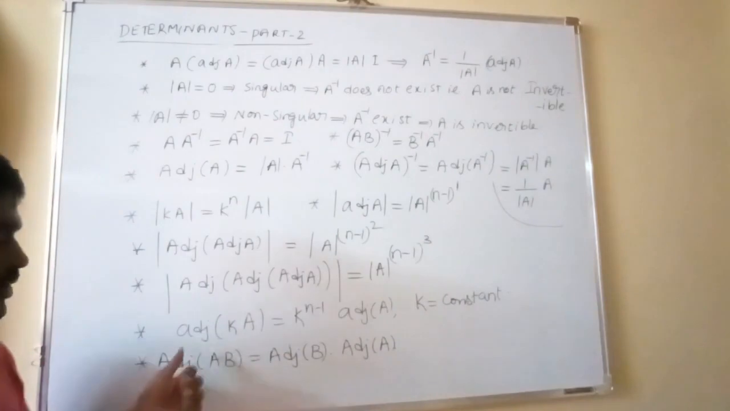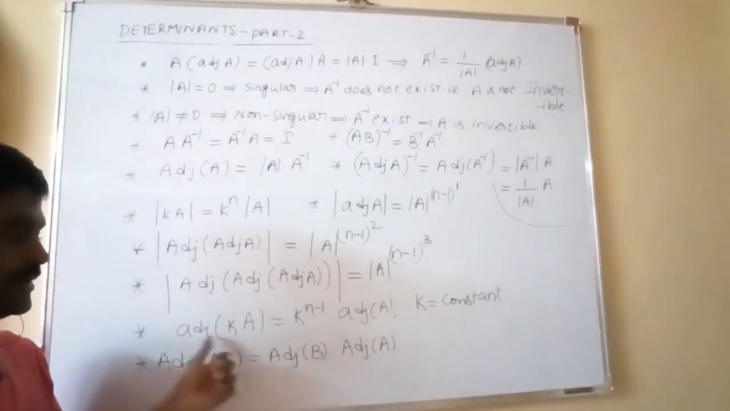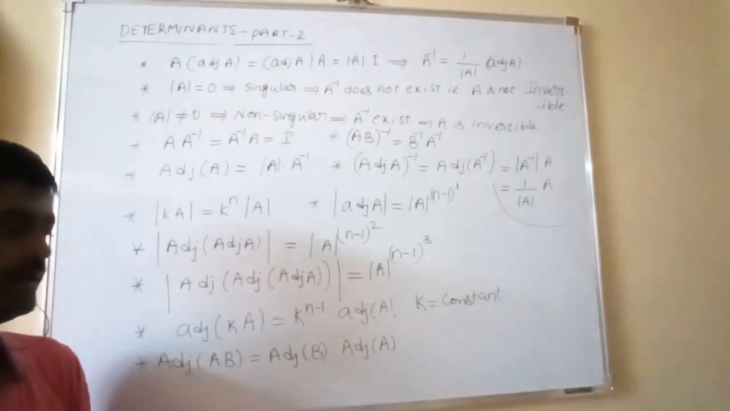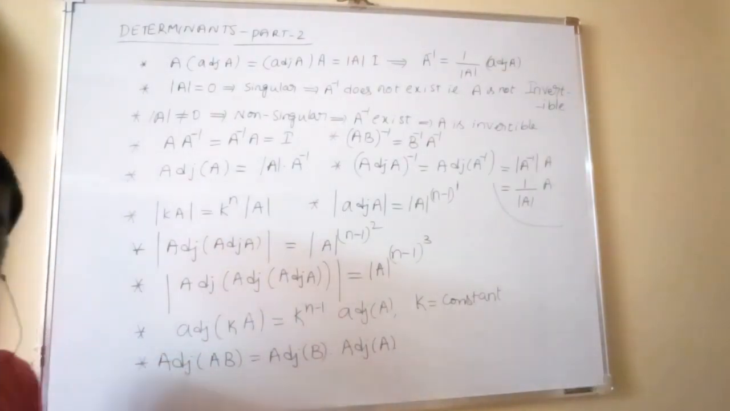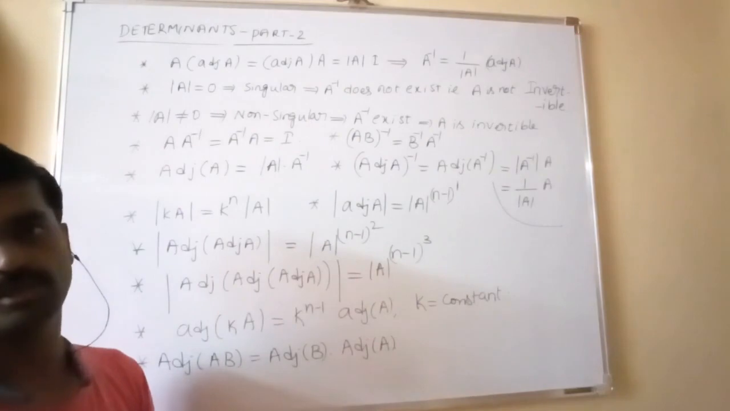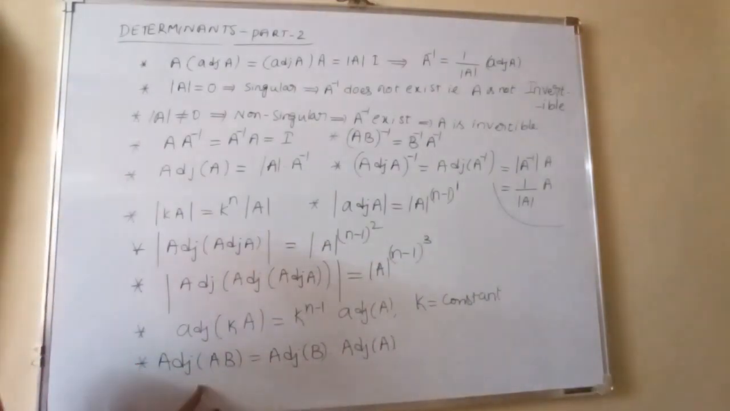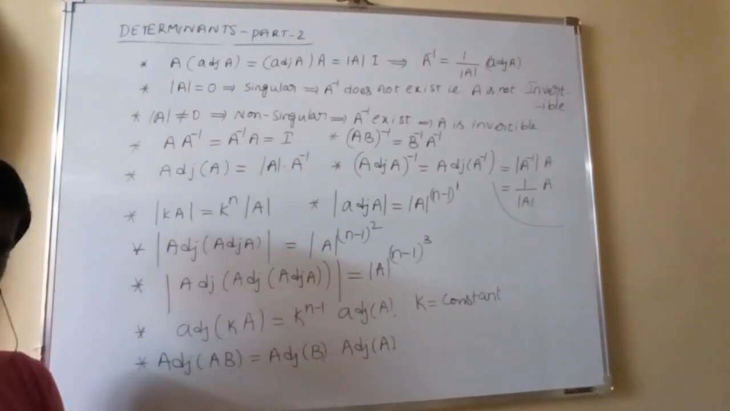Next important formula: adjoint of KA is equal to K power n minus 1 into adjoint A, where K is some constant. For example, adjoint of 2A is equal to 2 power n minus 1 into adjoint A. And already you have learned this from theory: adjoint of AB is equal to adjoint B into adjoint A.